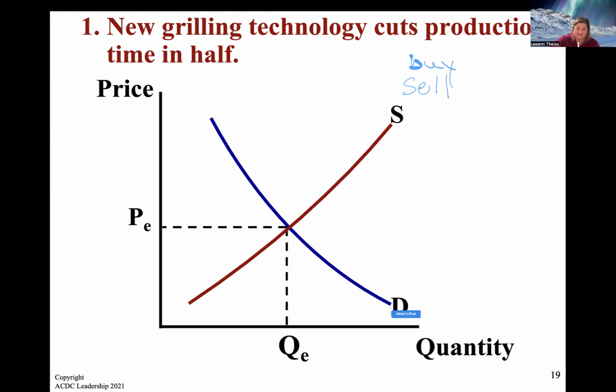So in this scenario, it says that we have new technology and it cuts production time in half. Well, that has to do with selling it or producing it. So which graph are we going to shift? We're going to shift the supply graph in this scenario. So what shifter? Remember, we have 5 shifters of demand and 5 shifters of supply.